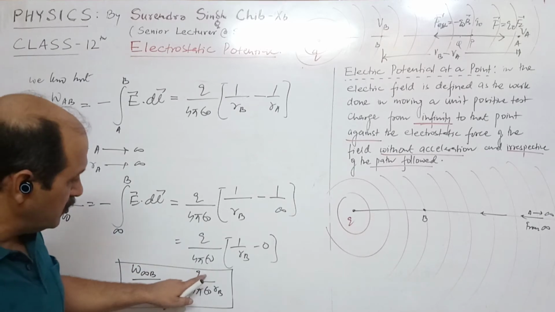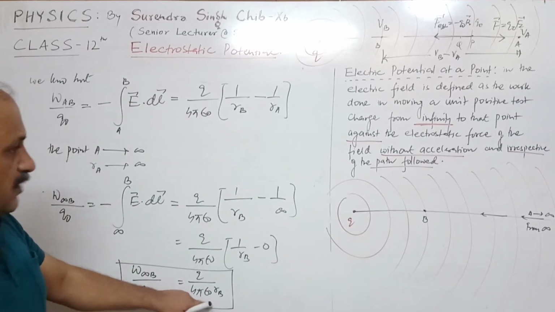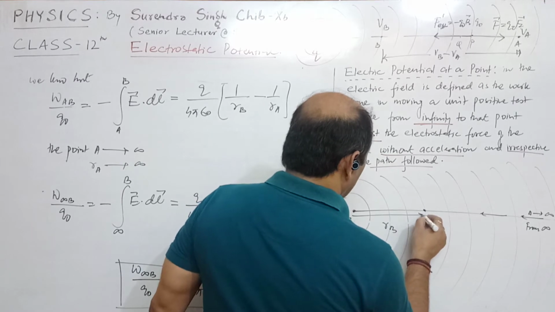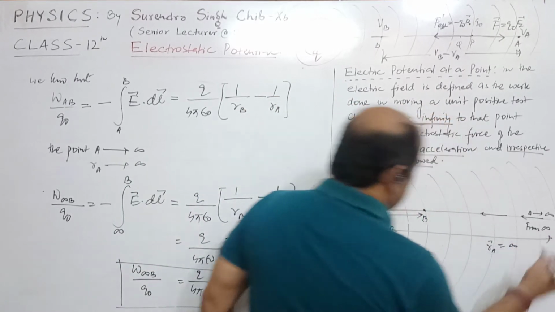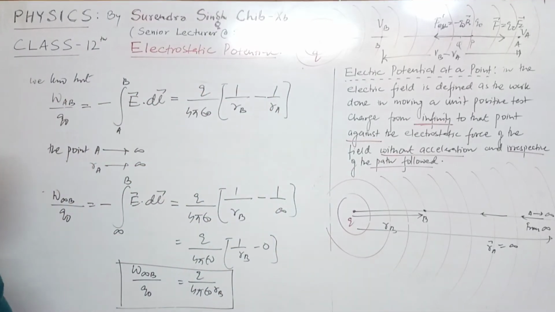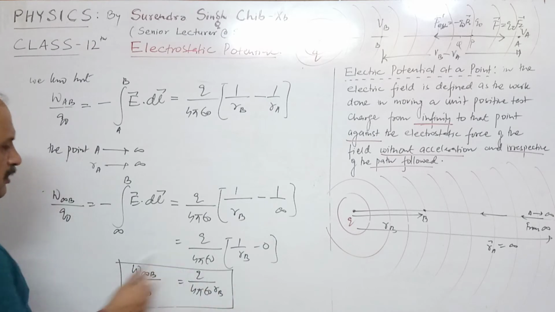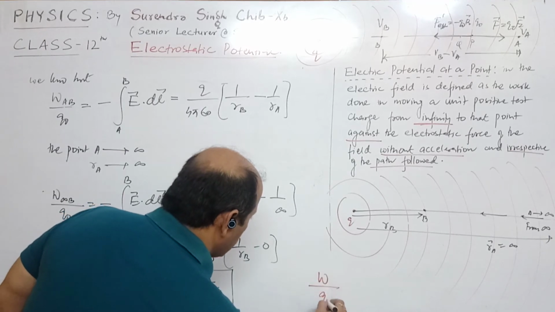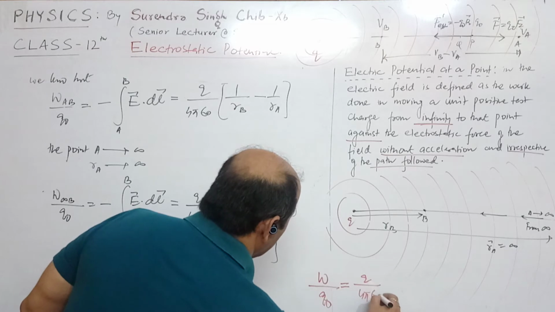which is equals to the charge Q, which is this charge. This is the source charge Q. 4 pi epsilon naught R. What is RB? RB is this thing. This is the position vector RB. What is RA? RA is infinite here. So if you drop the subscripts, अगर आप इन सभी subscripts को छोड़ दें, what do you get? You get a very simple formula. What is the formula? Work done divided by the charge equals to Q upon 4 pi epsilon naught R.